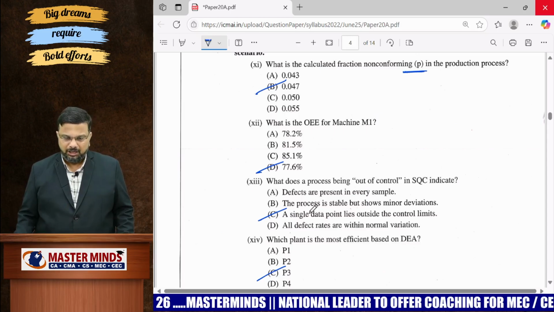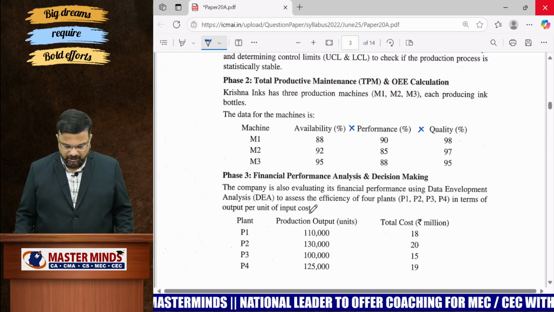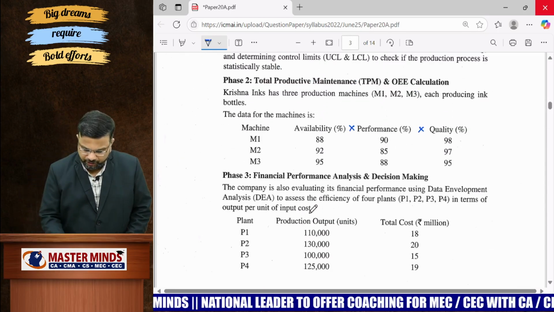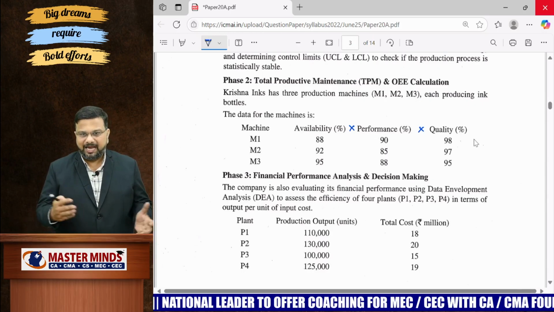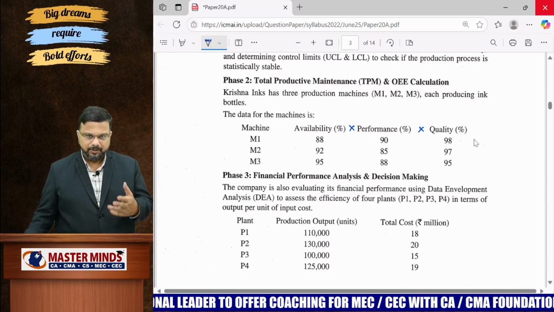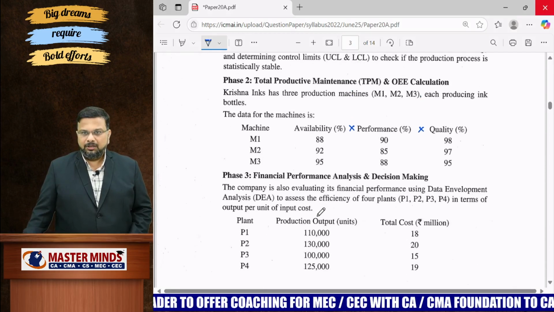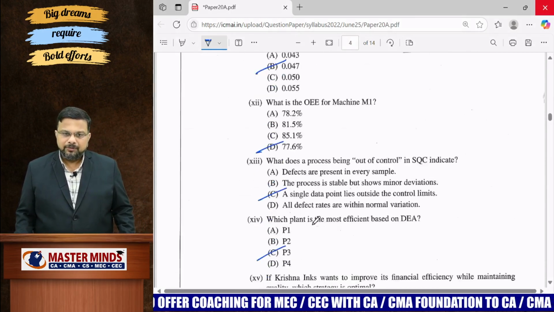What about OEE? When it comes to OEE, what we need to do is simply multiply availability, performance and quality, right? By doing that, you can calculate that one. Okay, so that is the second one.